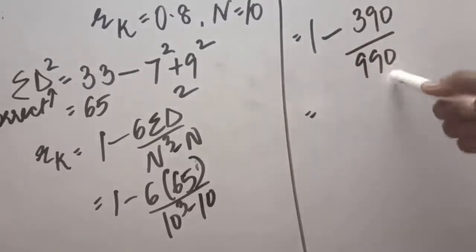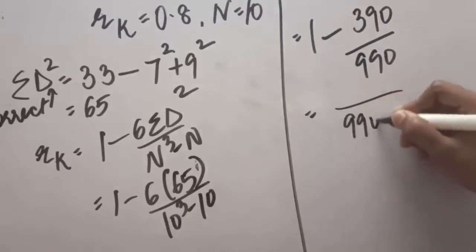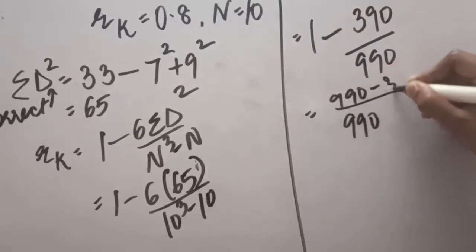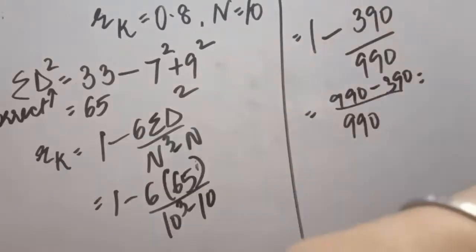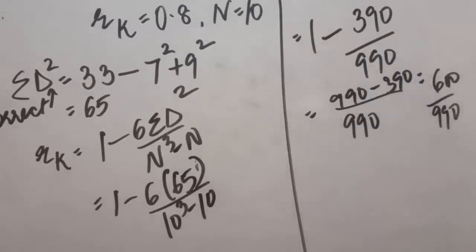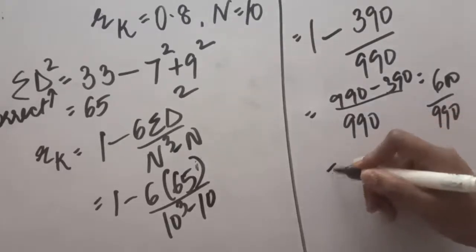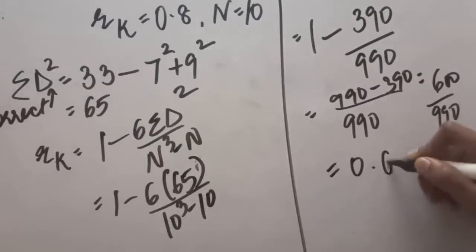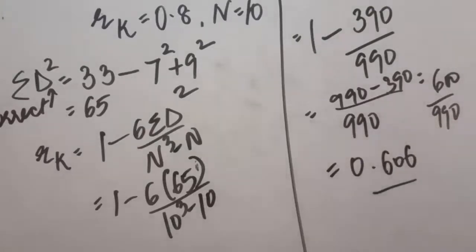So here you can either divide or you can take the LCM. If I take the LCM, it comes out to be 600 divided by 990. So finally you will get the correct value of the rank correlation, that is 0.606. So whenever you have been given the wrong value of the rank correlation, you can calculate the right value in this way.